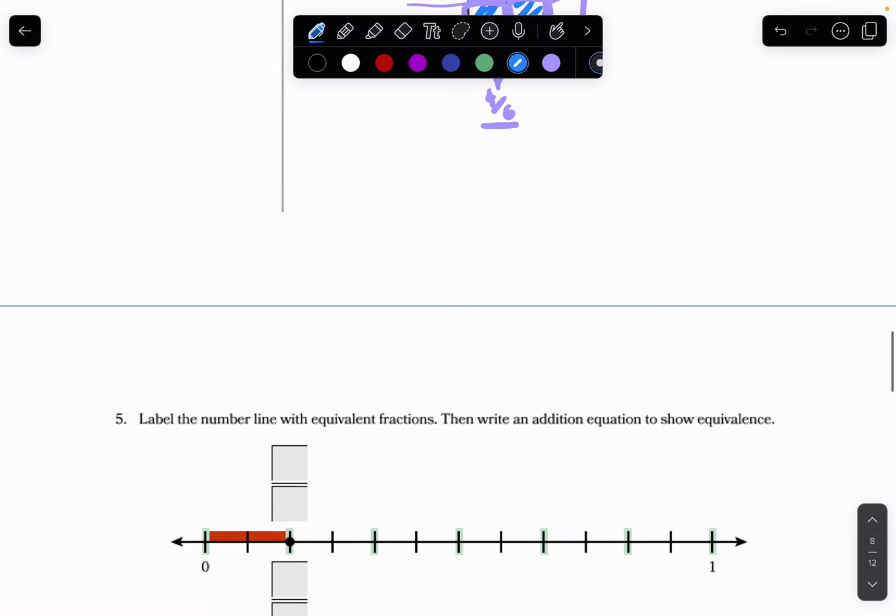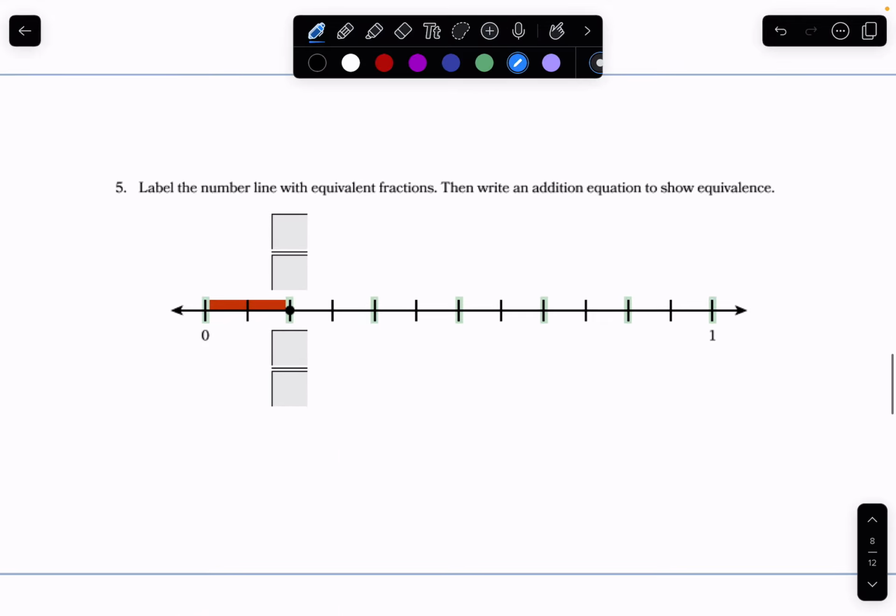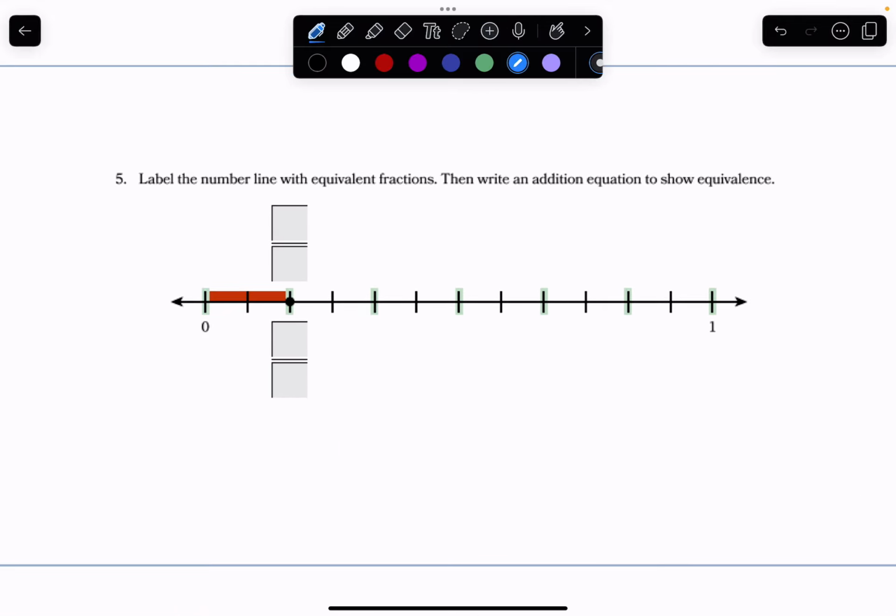All right. Now we are going to look at another number line. This is question 5 of what would usually have been in your book. And it says label the number line with equivalent fractions. Then write an addition equation to show equivalence. All right, so what we need to do is look at the difference between the green lines and the plain lines. So some of these lines are in green.